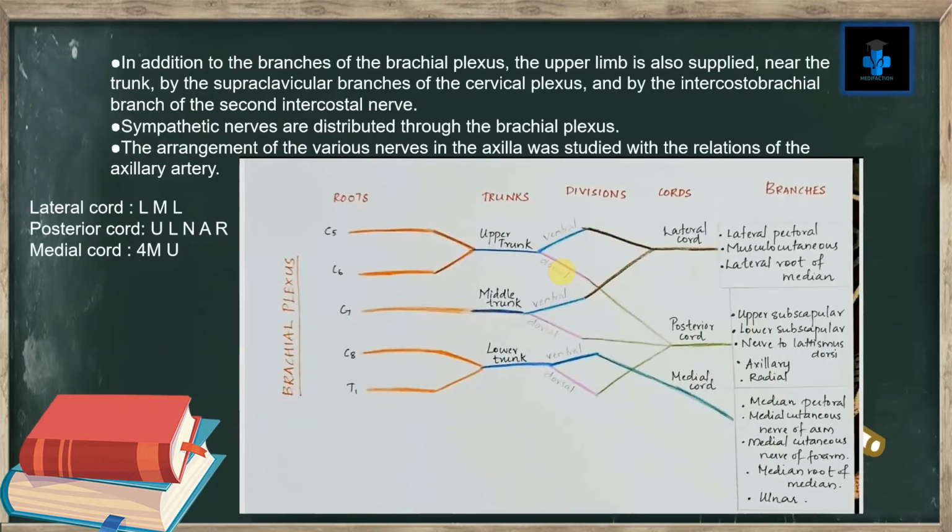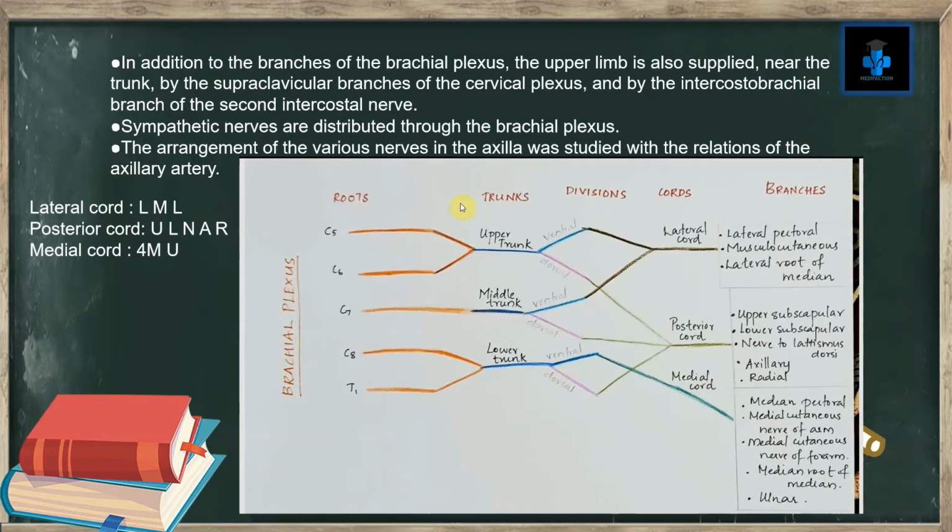In addition to the branches of the brachial plexus, the upper limb is also supplied near the trunk by the supraclavicular branches of the cervical plexus and by the intercostobrachial branch of the second intercostal nerve. Sympathetic nerves are distributed through the brachial plexus. The arrangement of the various nerves in the axilla was studied in relation to the axillary artery.